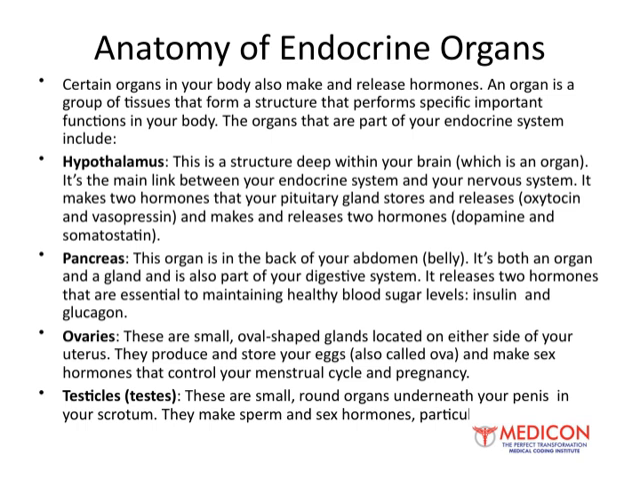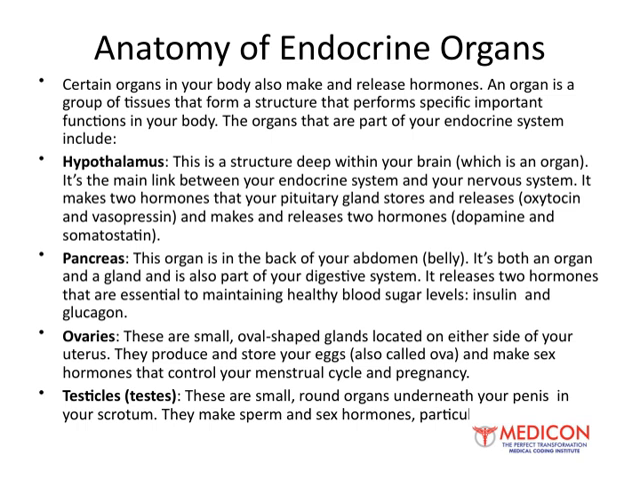Next, we have the pancreas, which is situated at the back of your abdomen. It's interesting because it serves a dual purpose, both as an organ and a gland, and it's also part of your digestive system. Its primary role in the endocrine system is to regulate blood sugar levels by releasing insulin and glucagon, 2 hormones that work together to keep your blood glucose in a healthy range.